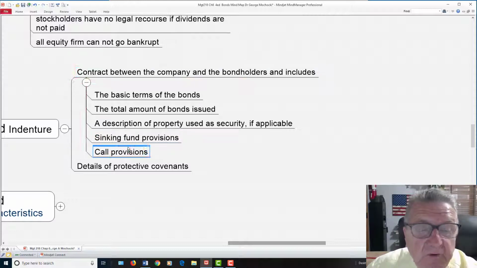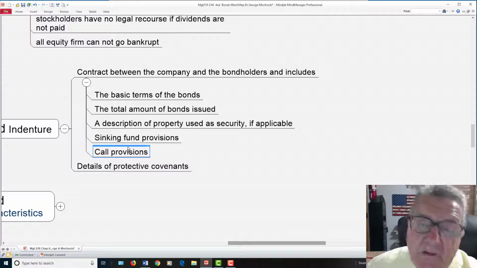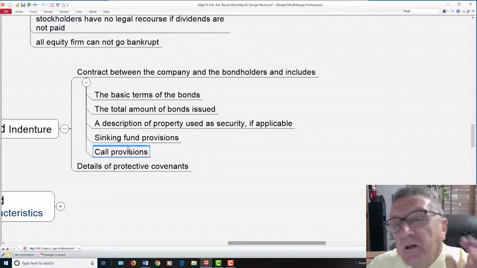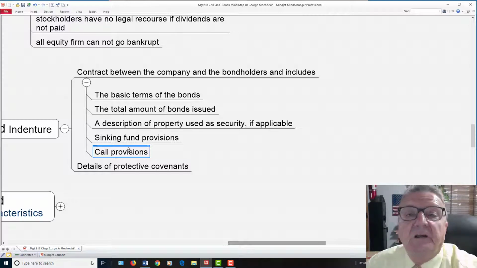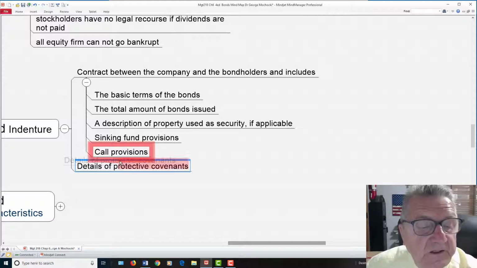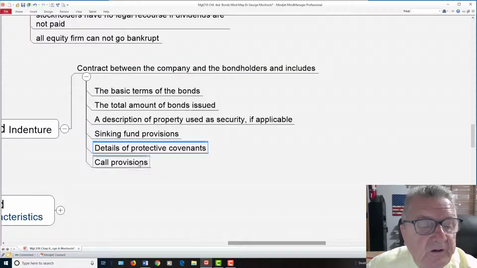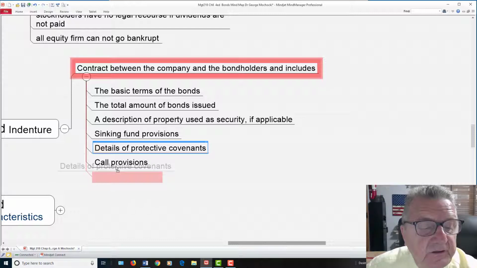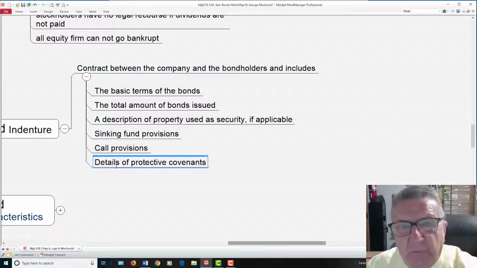You have call provisions. Let's say I issued a bond at 16%, and now my credit rating is good. I could call it back from the person that bought the bond and say, here's your $20,000. If you want another IOU with me, it's only going to be at 5%. It's almost like refinancing your mortgage. Then there are protective covenants. So there are all these terms and conditions. I'm not going to go into that now. I'm just going to move along.